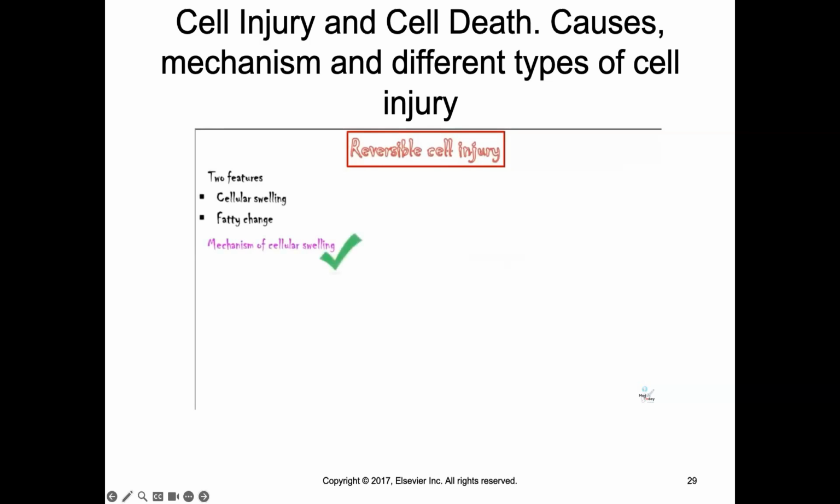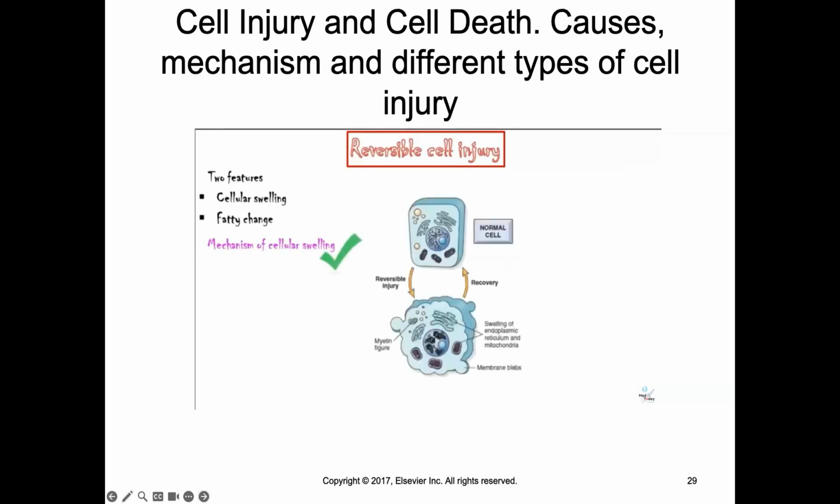This is a picture from Robbins' textbook of pathology. It shows a normal cell and a swollen cell. One feature of reversible injury is increase in cell size, and cytoplasm contains fluid-filled vesicles. Another feature is distension of endoplasmic reticulum and detachment of ribosomes. You can identify it in the picture also.